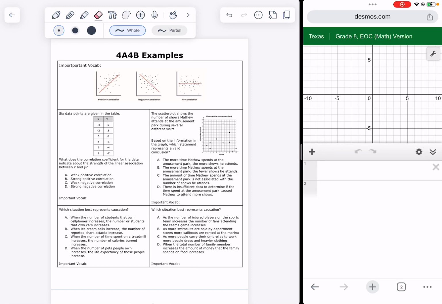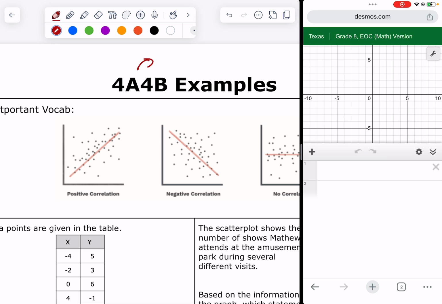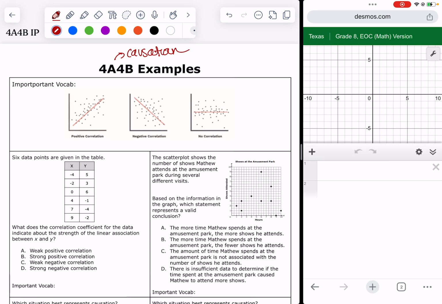All right, we're going to be starting with 4A, 4B, which is causation and association. Let's do cause and effect. That's probably the most important part.